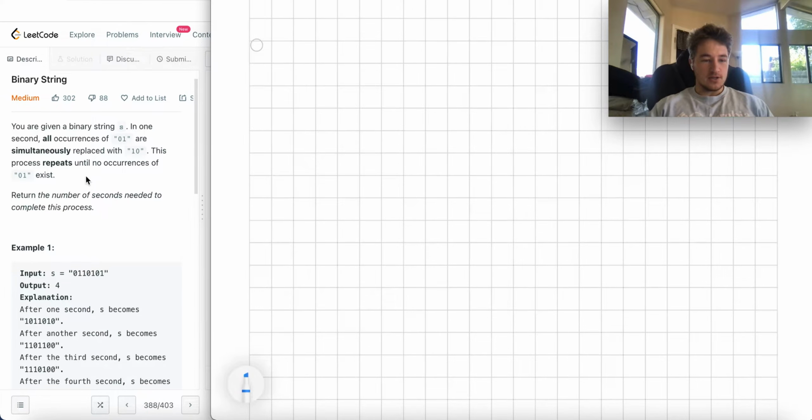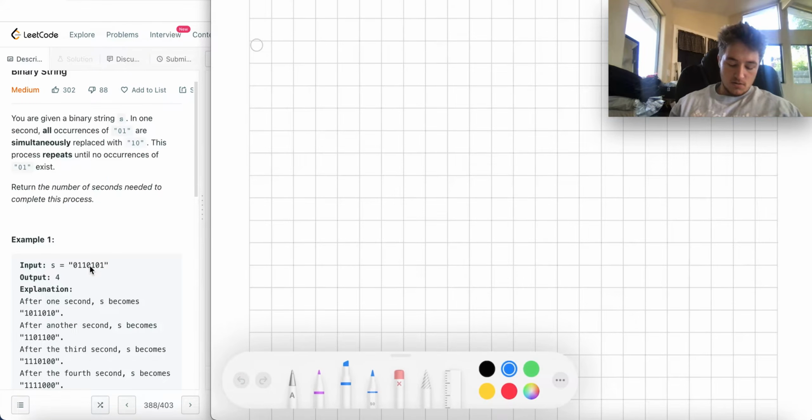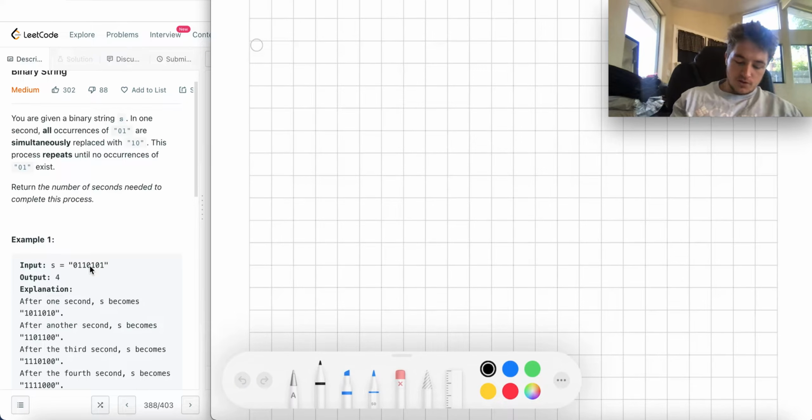Okay, so you're given a binary string S. In 1 second, all occurrences of 0, 1 are simultaneously replaced with 1, 0. This process repeats until no occurrences of 0, 1 exist. Return the number of seconds needed to complete this process. That's what makes this problem strange, because you can simultaneously replace any 0, 1 with 1, 0 within the string. So let's walk through this first example.